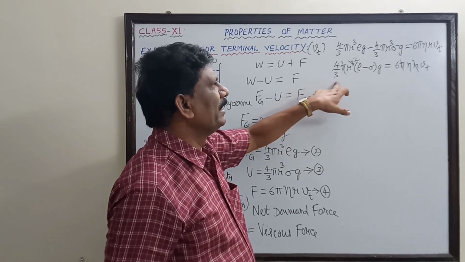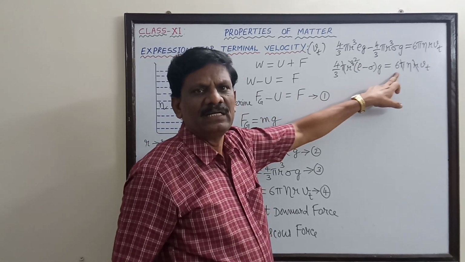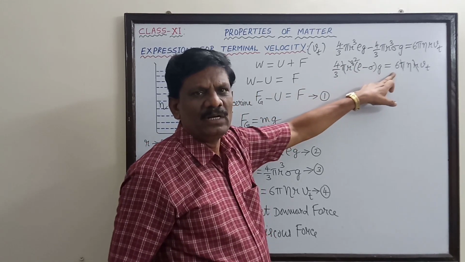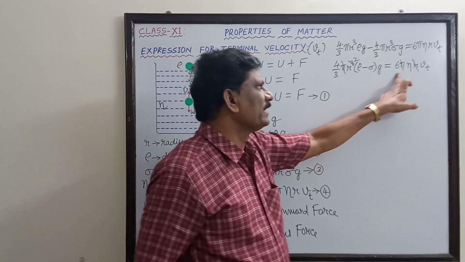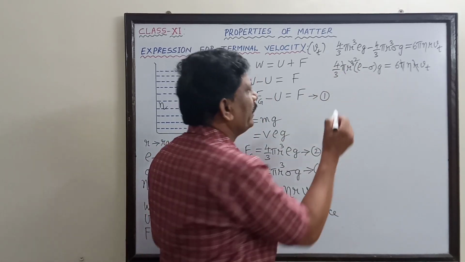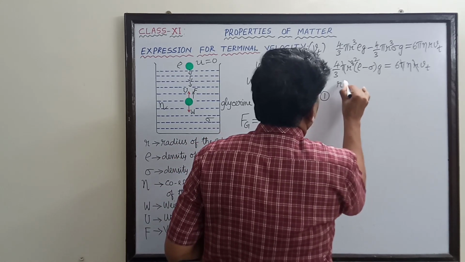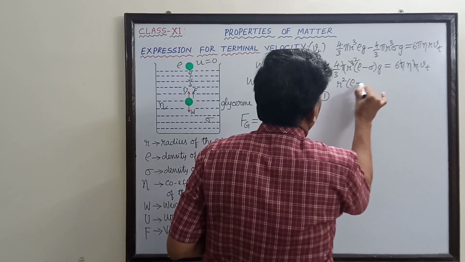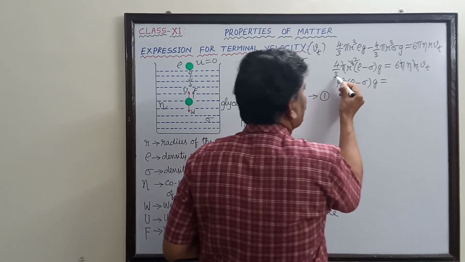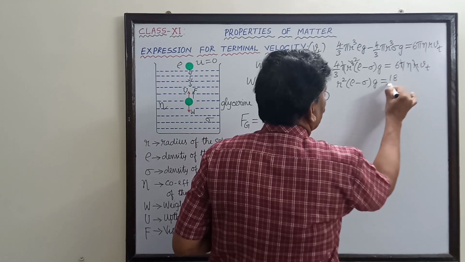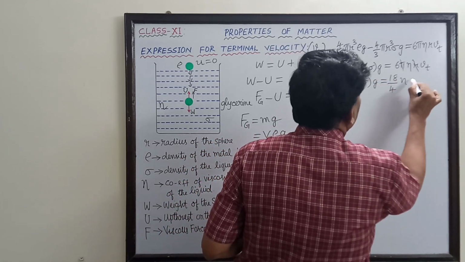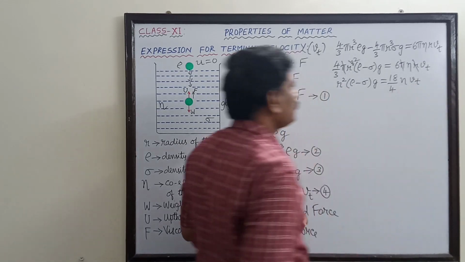Now this 4 by 3 number is there, here 6 is there, is it not there? So I can divide this 4 by 2 and 6 also by 2. Otherwise this 3 into 6 becomes 6 3s are 18, 18 divided by 4. Like that also I can write that. So r square into rho minus sigma into g is equal to 6 into 3 is 18. By this 4 will come down, 18 by 4 into eta into Vt.